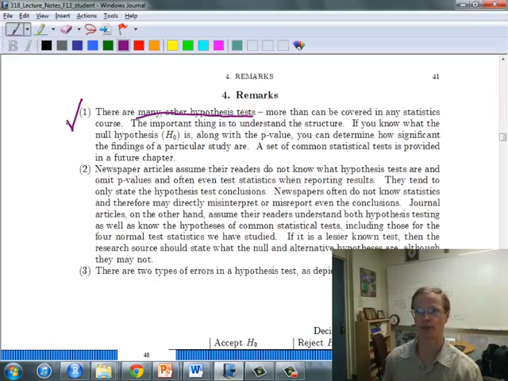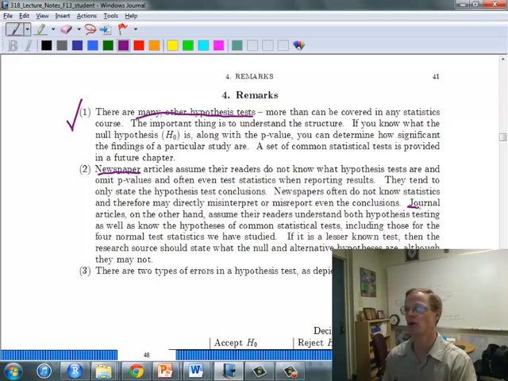Now, next item. When we see this, newspaper articles assume the reader knows nothing, and so they blow the whole thing. They try to summarize, well, this drug has this effect on people, without going into the probabilities and the fact that there's a hypothesis testing structure. So with newspaper articles, you just can't understand what's going on.